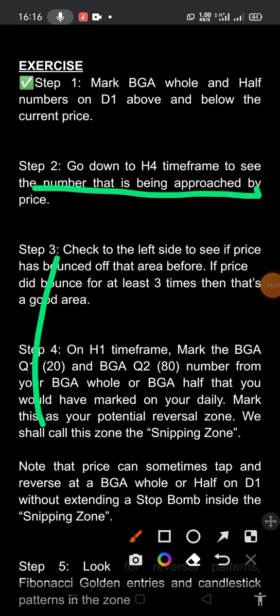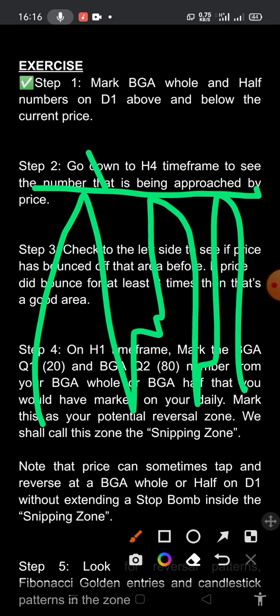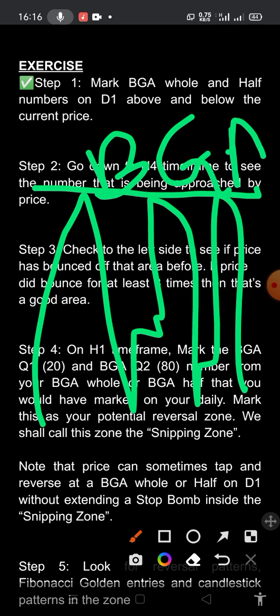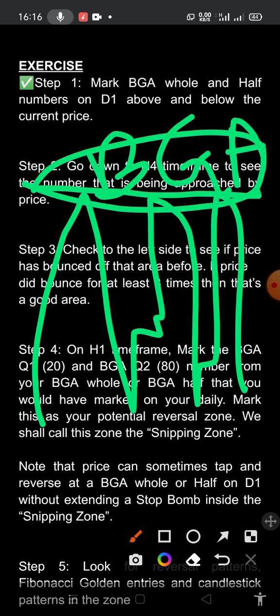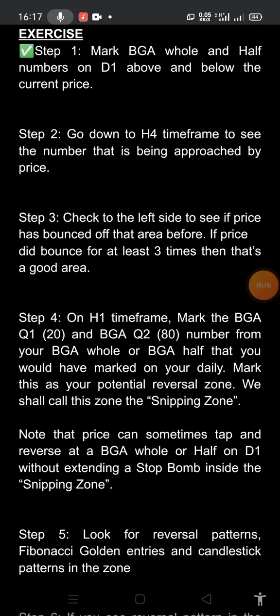And if price goes here, it comes down, then moves, goes here, comes down, then moves, goes here, comes down. And this is a BGA number, for example. This zone here, where it bounced off about 3 times, is called the snipping zone. You understand? This place is called the snipping zone, according to just what we read right now.